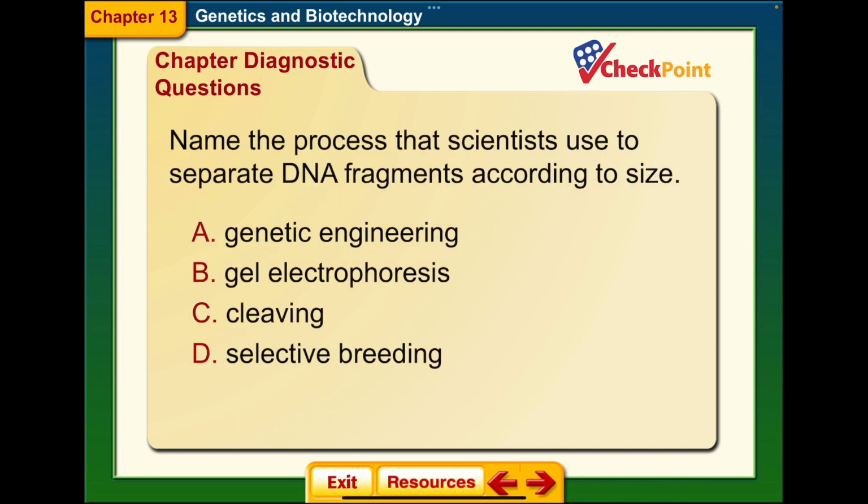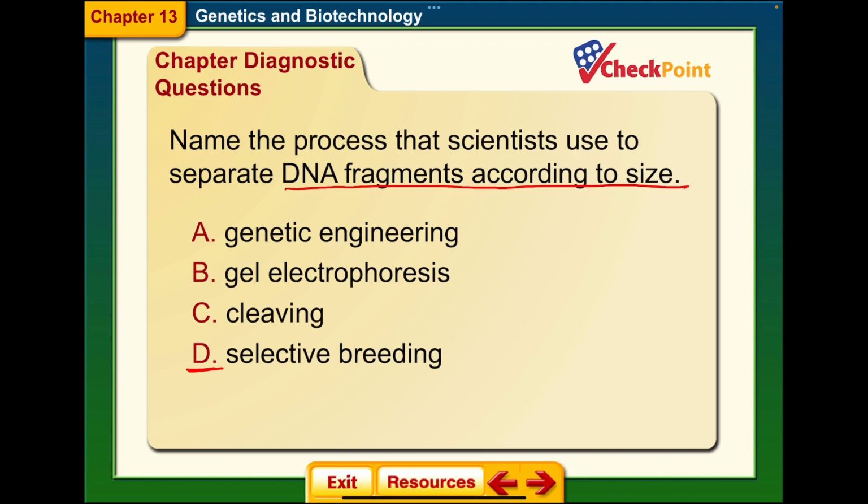Let's move on to the next question. The next question says, name the process that scientists use to separate DNA fragments according to size. Well, we talked about this when we talked about DNA tools, and we said that this tool separates DNA fragments according to size. Is it selective breeding?